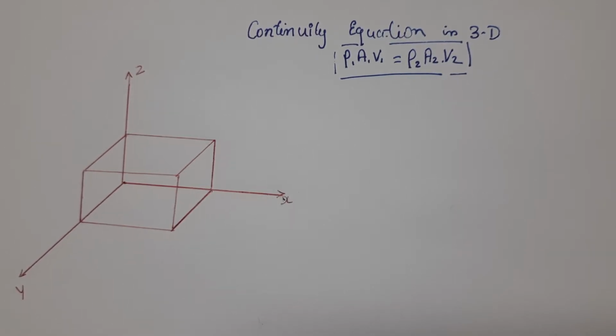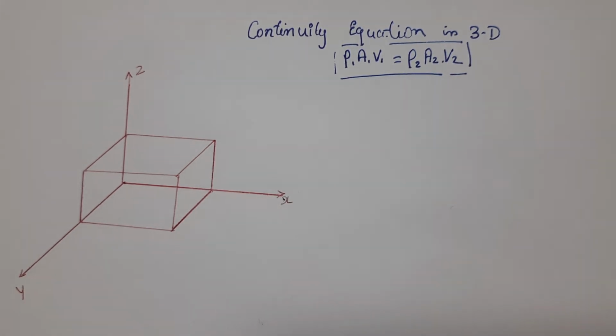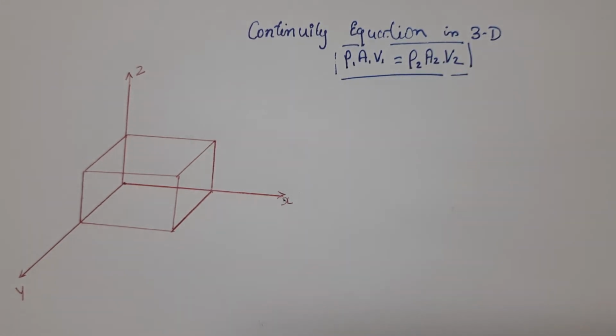Now we know that the continuity equation is based on the principle of conservation of mass. What this means is that for any liquid flowing in a pipe, the fluid quantity will be the same from the inlet to the outlet. Now we are going to derive the continuity equation in 3 dimensions.